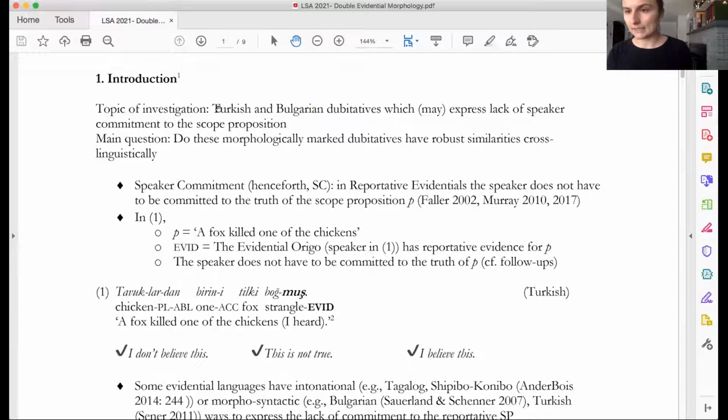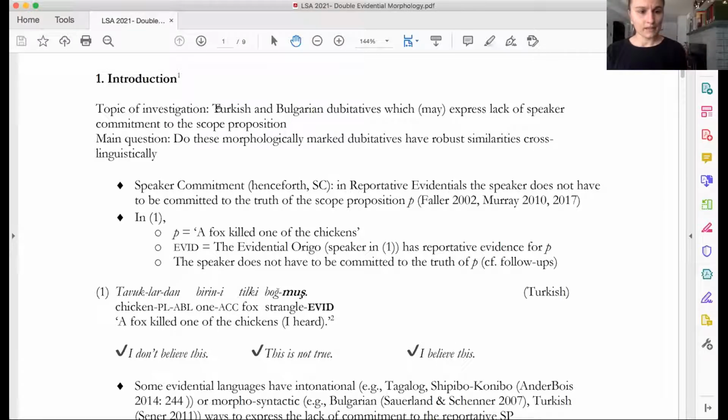The topic of the investigation is going to be Turkish and Bulgarian double evidentials, which sometimes people refer to as dubitatives. And these express a lack of speaker commitment to the scope proposition. And the overarching question I'm asking is, can we find some cross-linguistically robust similarities between these structures, such as we can find some cross-linguistically very robust common features for evidentials, for instance.